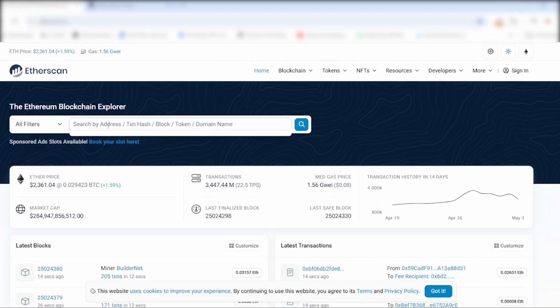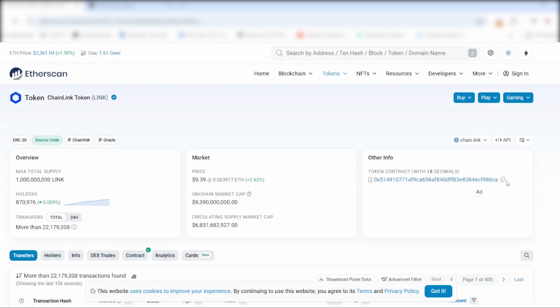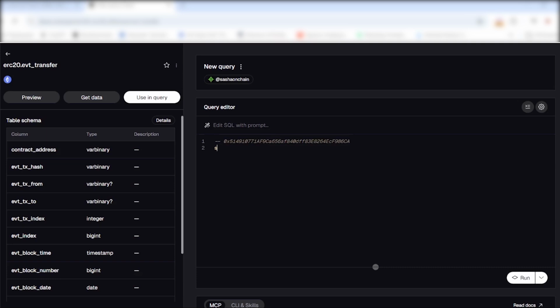To start, we need the Chainlink token contract address, which we can get from the token table or Etherscan. We start with incoming transfers. Tokens go into an address. We take all transfer events for the Chainlink token. We focus on the to field, which is the recipient address. For the amount column, we assign a positive value, since the token is flowing into the wallet.